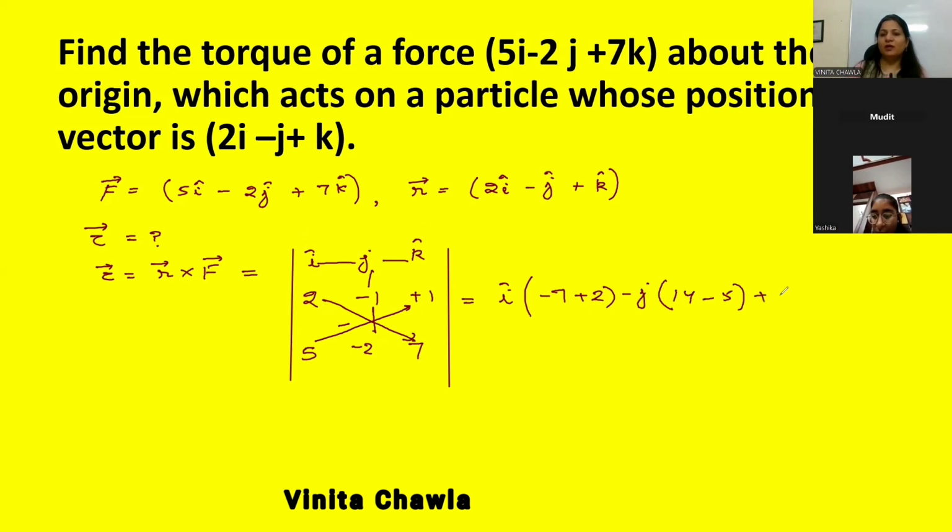Similarly, we'll write for k cap. K cap is positive because it is 2 2. Sorry, it is 1 3. First row and third column. So we'll get 4. -1 raised to the power 4 is +1. So therefore k is positive.